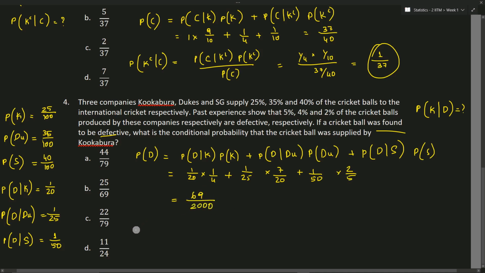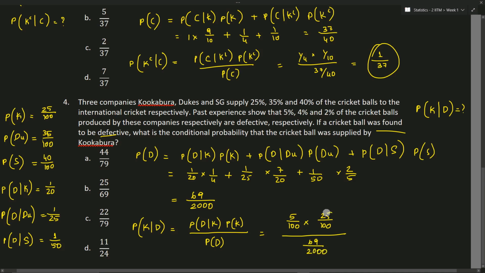Okay, so we have the probability of K given D is nothing but probability of D given K into probability of K divided by probability of D. That is nothing but 5 by 100 into 25 by 100, whole divided by 69 divided by 2000. So that is equal to 25 by 69. This is the answer.